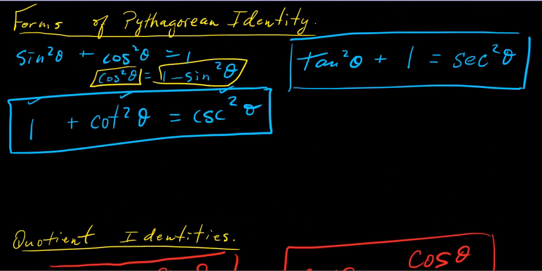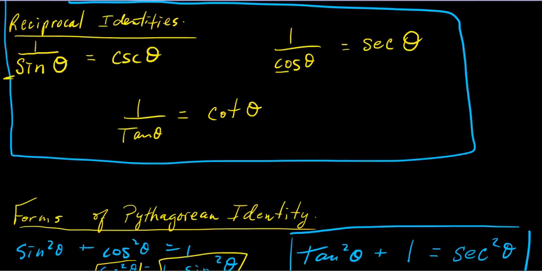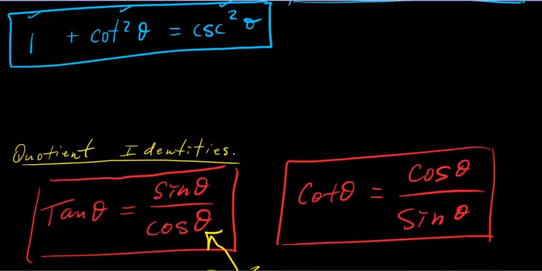Here are the Pythagorean identities. We even found out that we can rearrange these identities to form other identities. They're always true all the time, okay? And of course, the reciprocal identities.